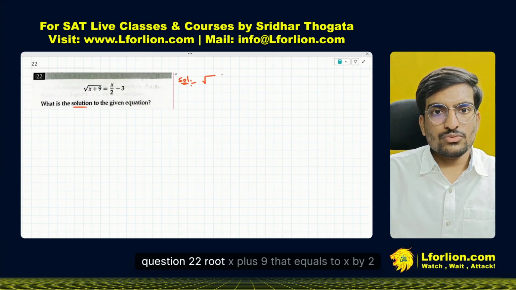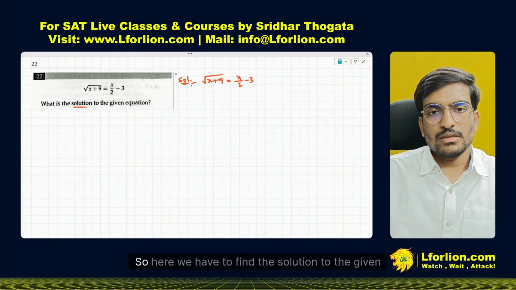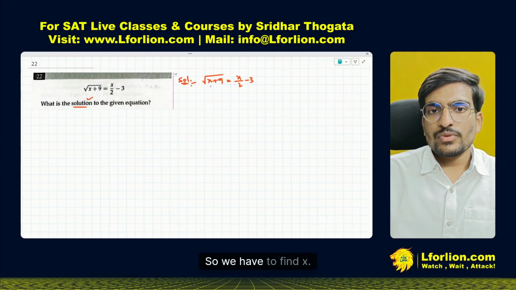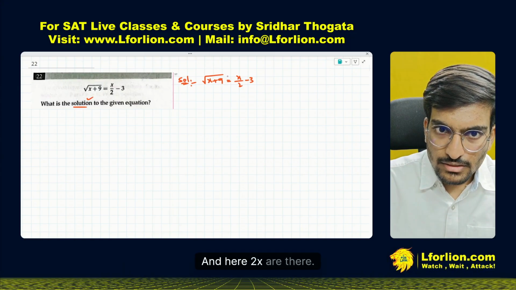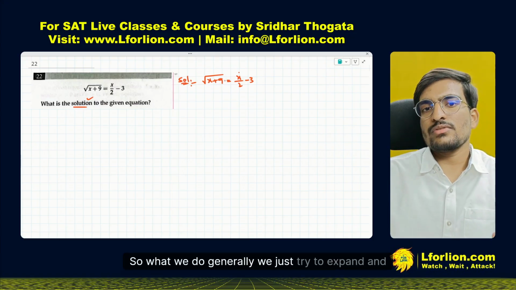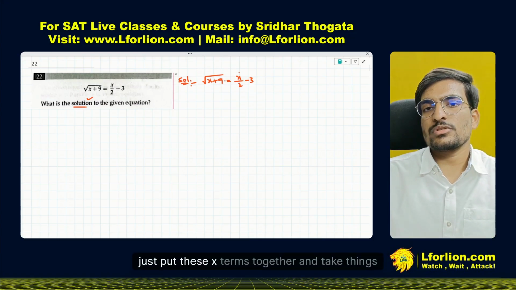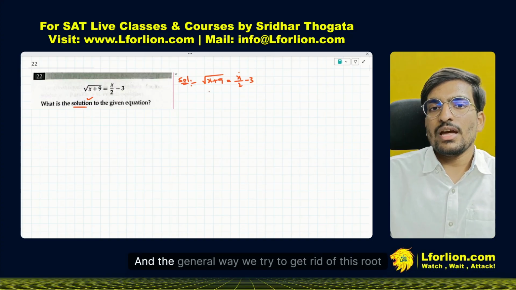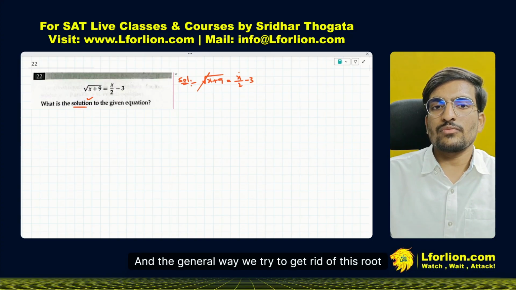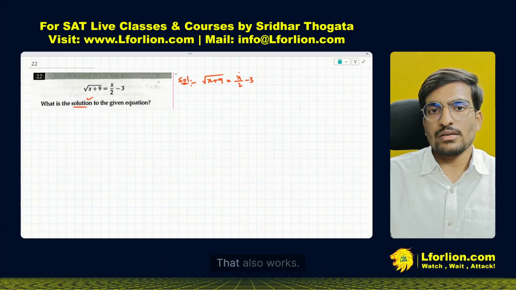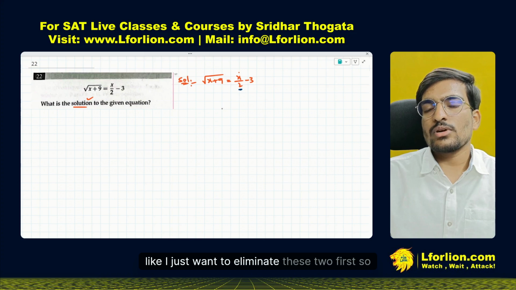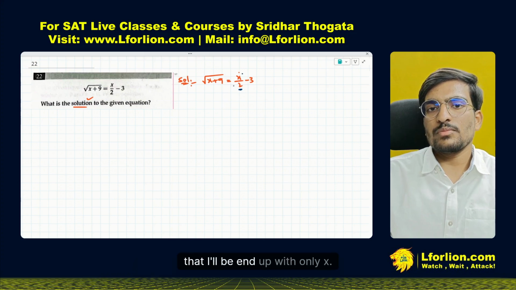Question 22, root of x plus 9 equals x by 2 minus 3. So here we have to find the solution to the given equation. Fine. So we have to find x, and here 2 is there. What we do generally is try to expand, put these x terms together, take things common and find the value of x. That also works. And the general way, we try to get rid of this root first so that we can move ahead. That also works. But first I just want to eliminate this 2 first, so that I'll end up with only x.